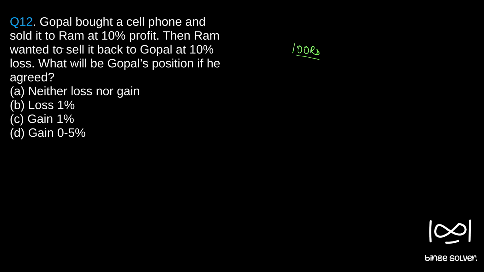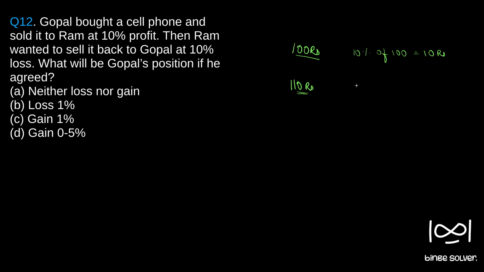Since he sold it to Ram at 10% profit, 10% of 100 is 10 rupees. So he sold it for 100 plus 10, 110 rupees. So 110 rupees he sold it to Ram. Then Ram wants to sell it back to Gopal at 10% loss. So this is the price at which Ram bought it from Gopal. If he sells back the phone for 110 rupees, then there will be zero gain or zero loss.